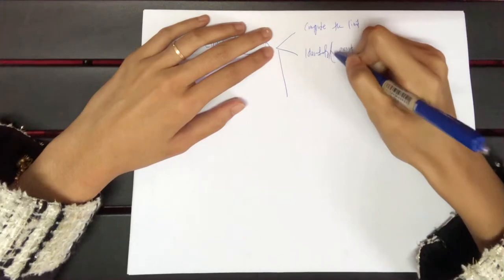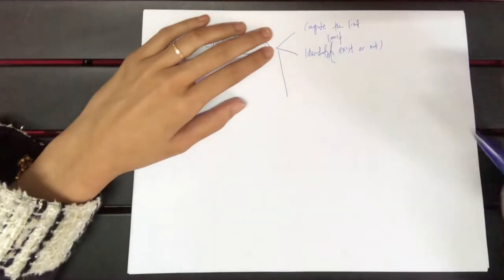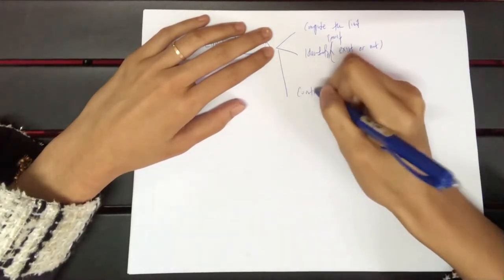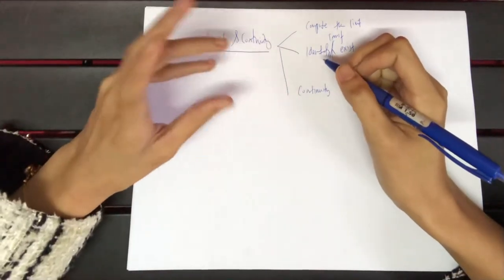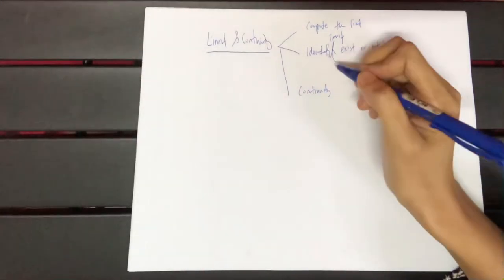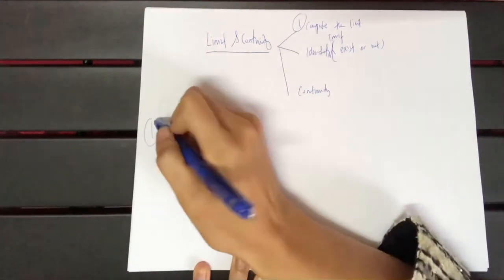Identify whether the limit exists or not. The third one is about the continuity itself. Continuity means we want to check whether the function is continuous or not. So I will go with number 1, which is compute.